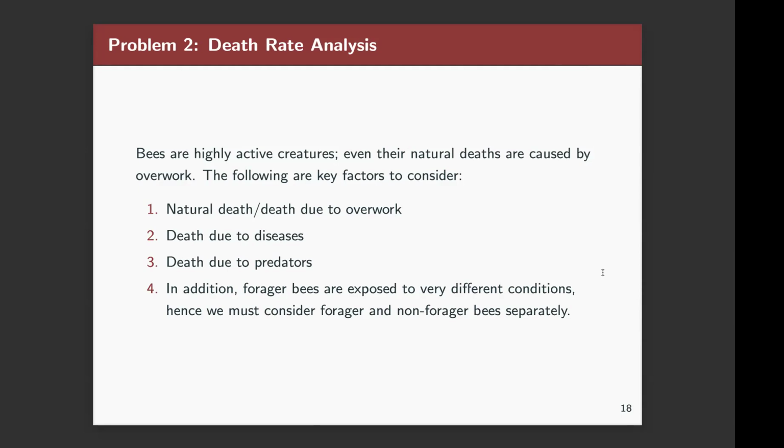One type is called forager bees. Basically, these bees constantly leave their hive in search of pollen, and they're exposed to very different conditions every day. Non-forager bees basically stay inside the hive near the rest of the colony, and they do relatively little work compared to the forager bees. So with these considerations, we have to consider both types of bees separately when analyzing the deaths due to disease and predators.